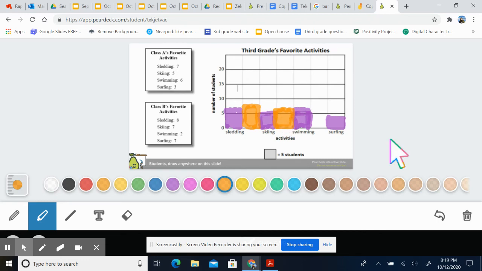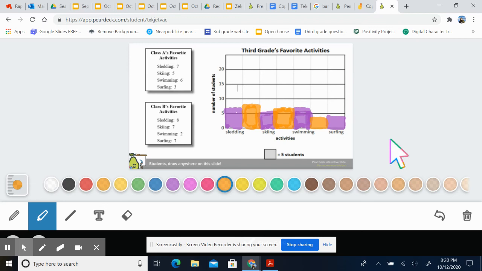Then swimming, 2 voters. Okay, so the closest thing to that would be your 3 that you already used. That means that it has to be less than that bar for 2 voters. And it's a little tricky because they're counting by 5s here, and these numbers are either lower than those increments or higher than those increments.